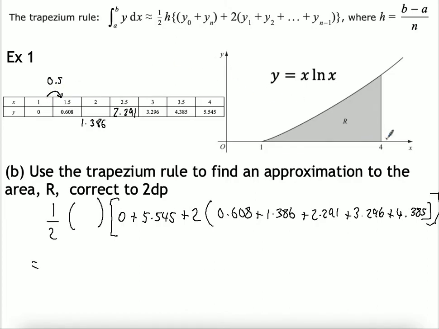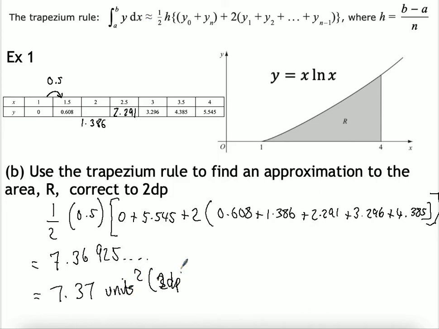And you can do that by saying 4 subtract 1 is 3, and there would be 6 trapezia if you were to draw them in here. So 3 divided by 6 is 1/2. It's always the same as the gap in x. So I'll plot that in there, and then I very carefully put this into my calculator, and what I in fact get is 7.36925... and it says to 2 decimal places 7.37 units squared.